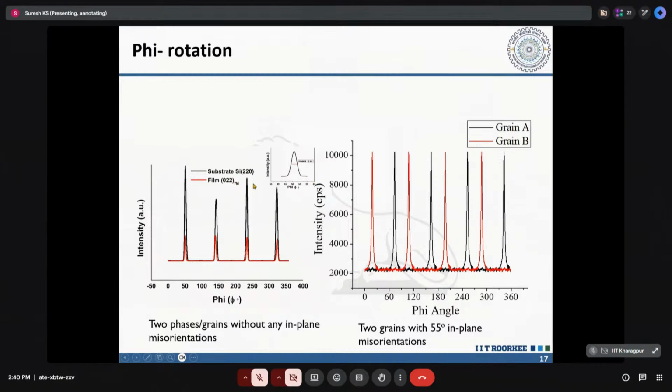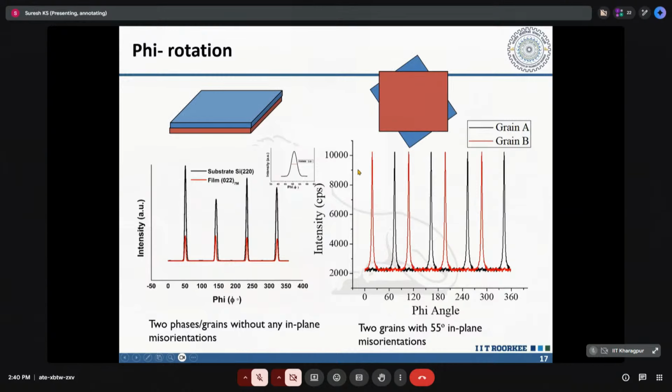But before we figure out this particular answer, let us take a bicrystal wherein we have grain A and grain B. Both are undergoing diffraction, but grain B is rotated with respect to grain A by 55° in plane. So now you can see that grain A gives 4 different peaks and grain B also gives 4 different peaks, but they are displaced by an angle of 55°. As I told you, this relates to the symmetry.